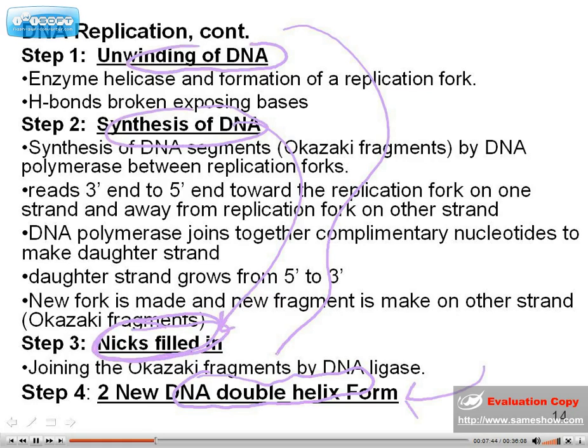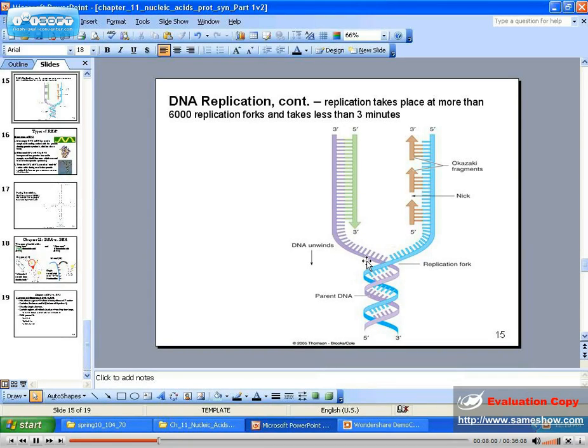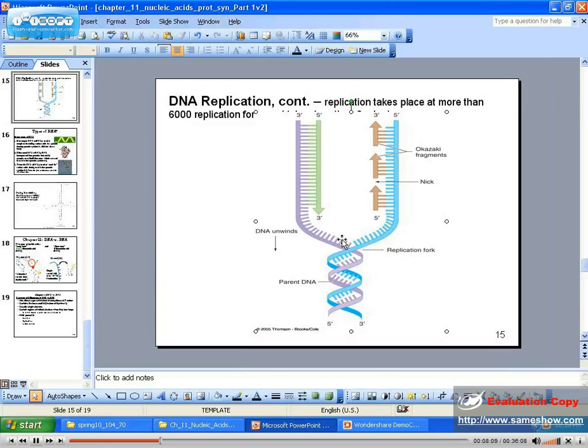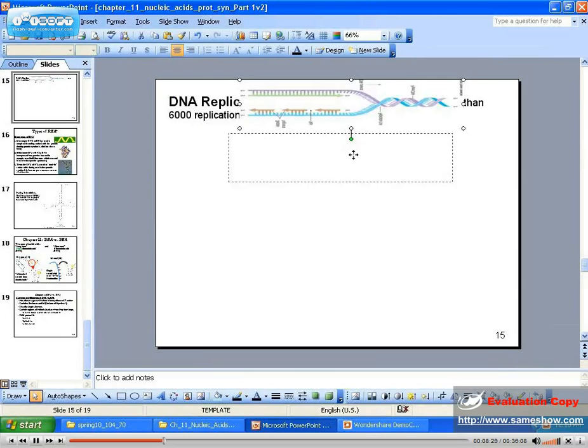So, the first thing I need to do is show you this picture right here. Here is a general summary of the DNA replication process. This is taken directly from the book. I don't like how they did this particular picture, so I'm going to rotate it. I know the letters are going to be messed up. I'm going to rotate it like this. I'm then going to flip it.